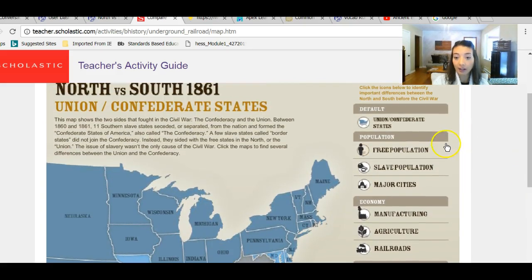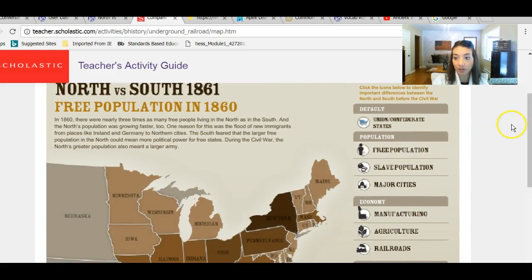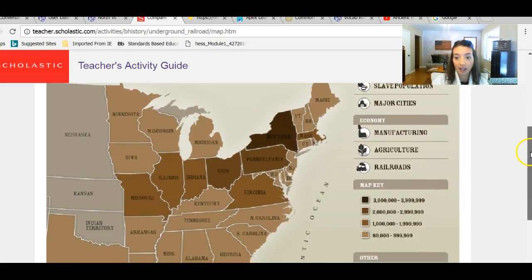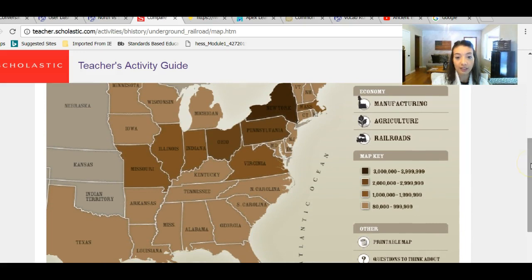And if you click on free population, it is again going to give you data on which states were free, which ones weren't, and the numbers associated with them. So dark brown, the state of New York, 3 million to almost 4 million people are free in the state of New York. And so you can look at the corresponding colors to see how many are free.